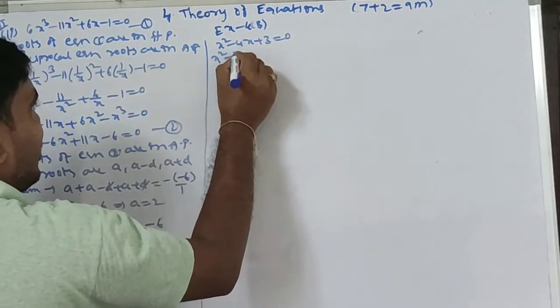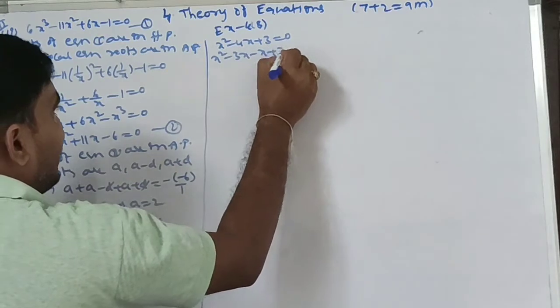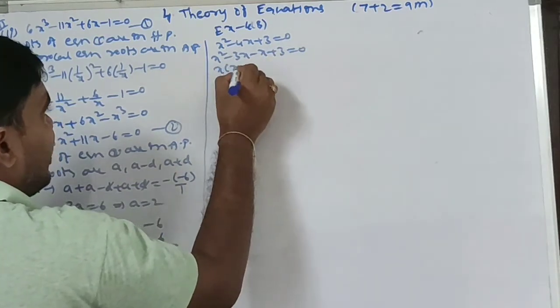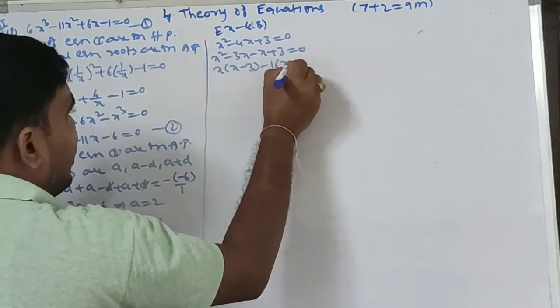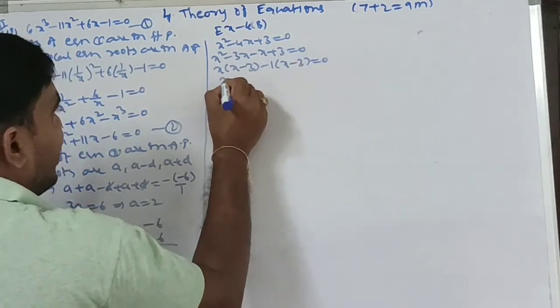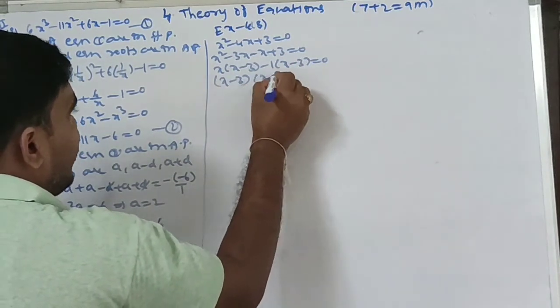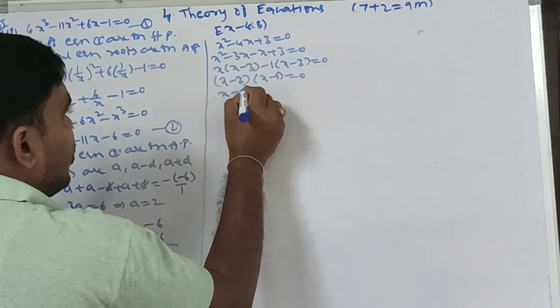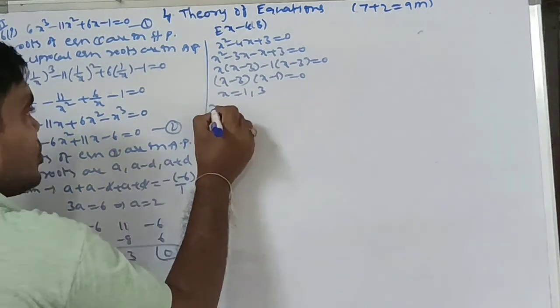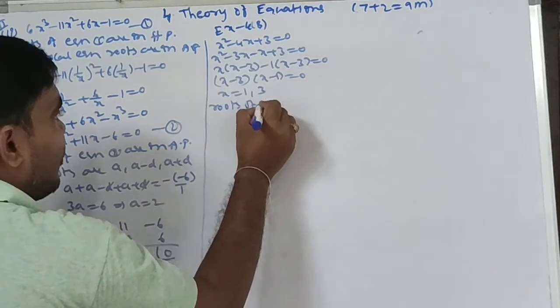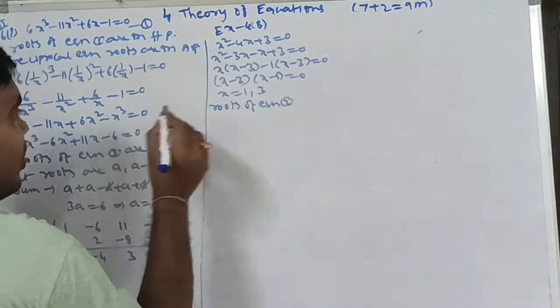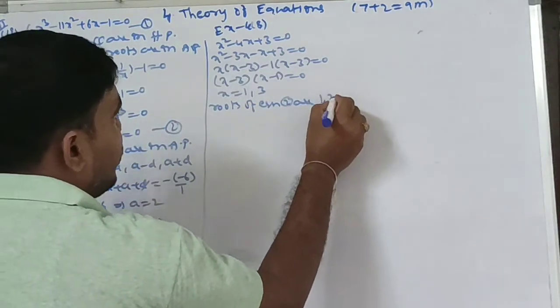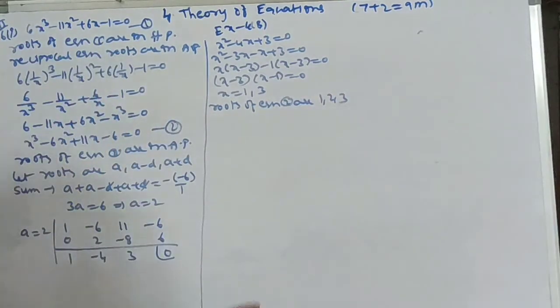Factorization: x square minus 3x minus x plus 3 equal to 0. x common, x minus 3. Minus 1 common, x minus 3 equal to 0. x minus 3 common, x minus 1 equal to 0. So x equal to 1, x equal to 3. The roots of equation 2 are 1, 2, 3.